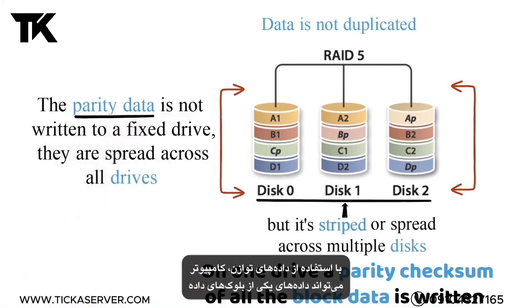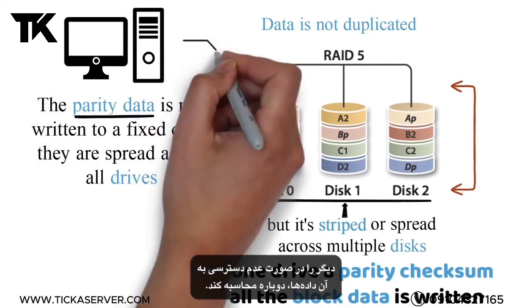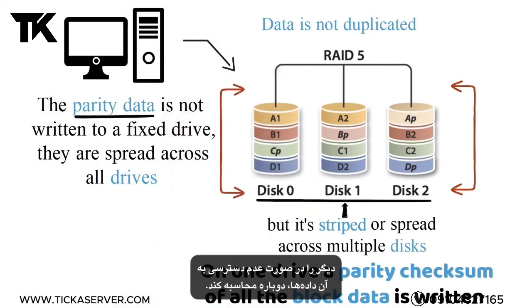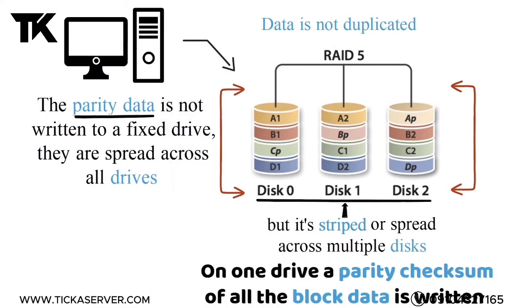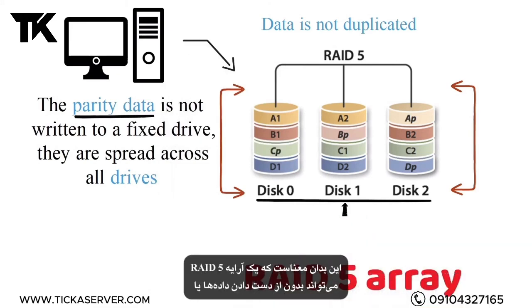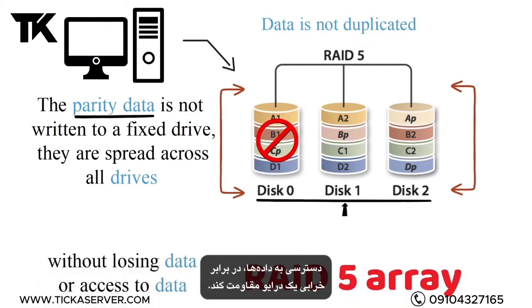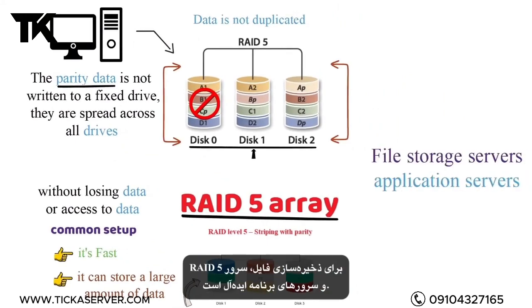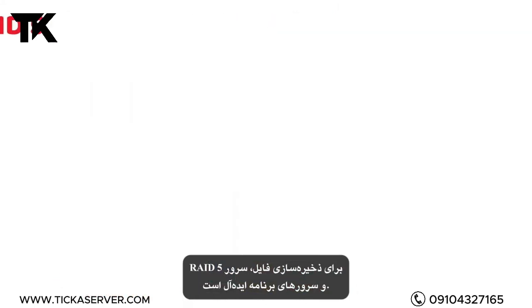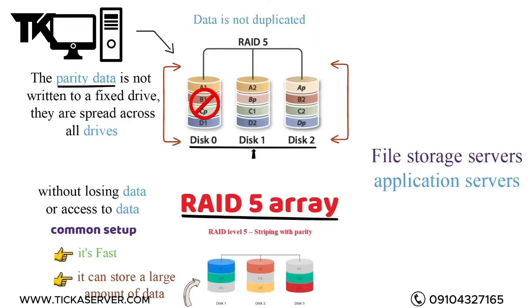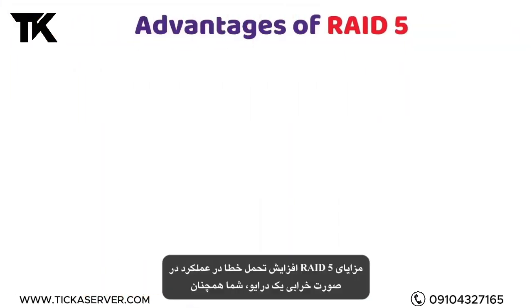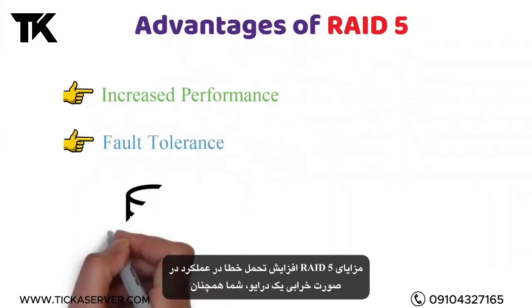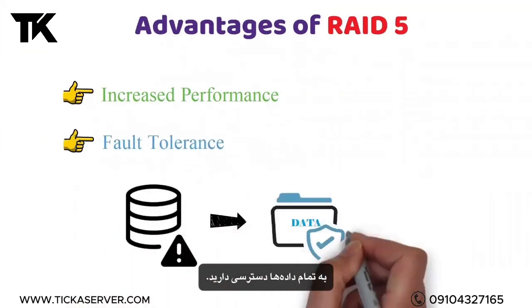Using the parity data, the computer can recalculate the data of one of the other data blocks should those data no longer be available. That means a RAID 5 array can withstand a single drive failure without losing data or access to data. RAID 5 is ideal for file storage server and application servers. Advantages of RAID 5. Increased performance. Fault tolerance. If a drive fails, you still have access to all data.